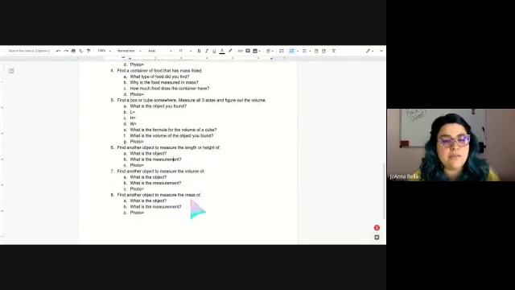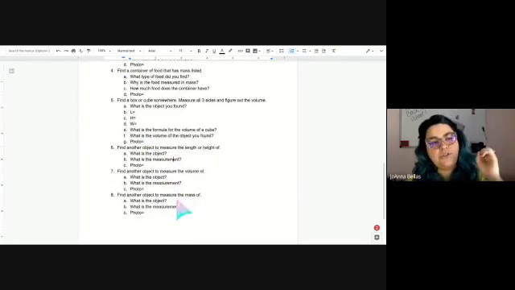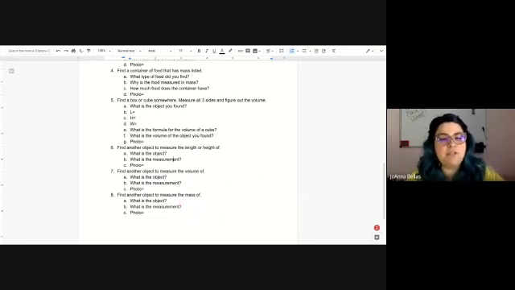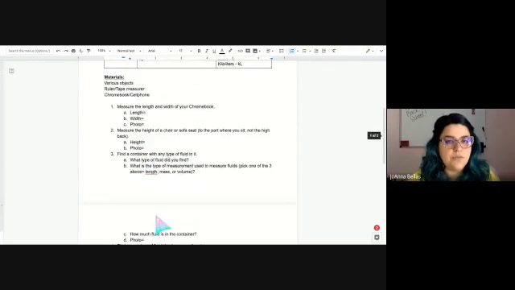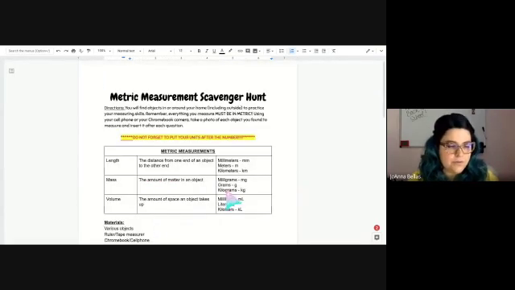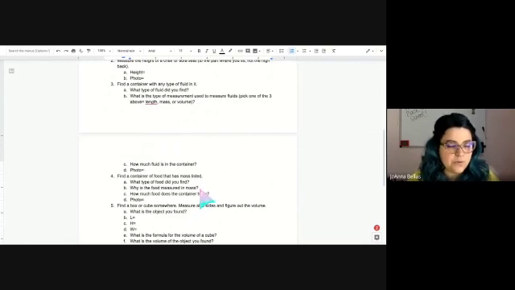Number 6, 7, and 8, you are choosing extra objects to measure. So number 6, find another object to measure the length or height of. Number 7, find another object to measure the volume of. And number 8, find another object to measure the mass of. And then you just, again, tell me what it is, what the measurement is, and insert the photo. So this is going to be in or around your house. You're going to type it into this scavenger hunt, which I'm going to post into Google Classroom right now.